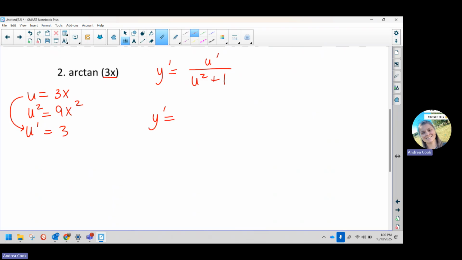So y prime is 3 over 9x squared plus 1. And no, you cannot reduce that 3 and the 9 because of the plus 1. That's just your answer. So do you see how these are pretty easy if you know the formulas?